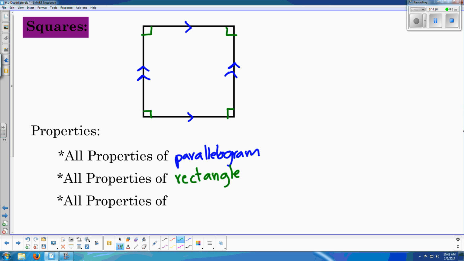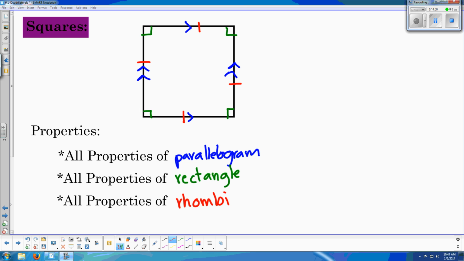And lastly, we have all the properties of a rhombus. Now, a rhombus says that all of my sides are congruent. It's a parallelogram with all of my sides congruent. So I know that this side is congruent to this side, and this side, and this side.